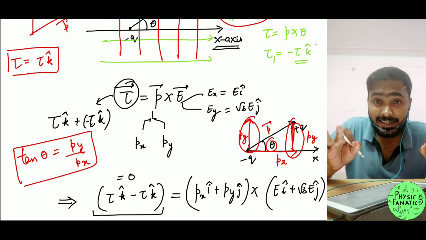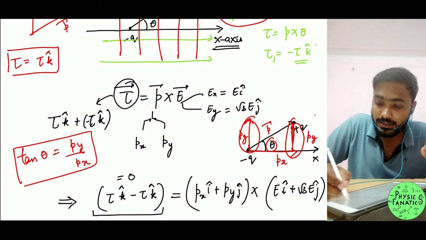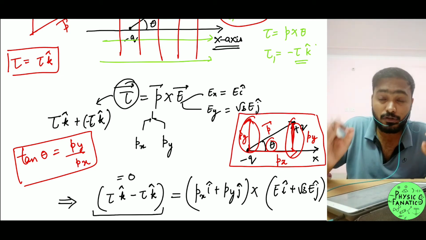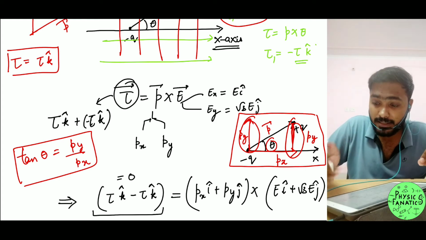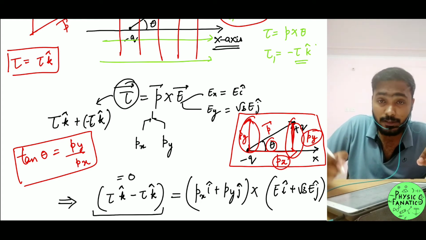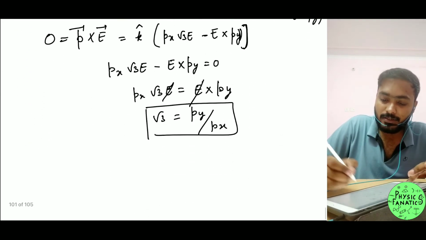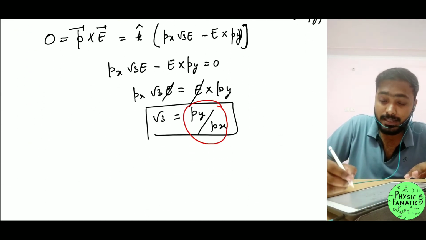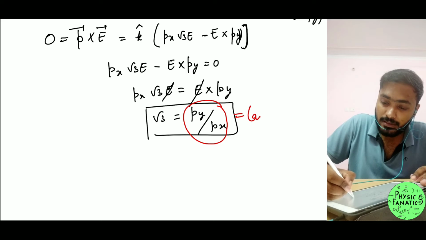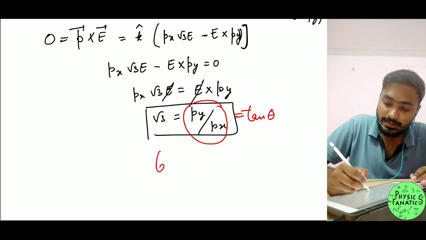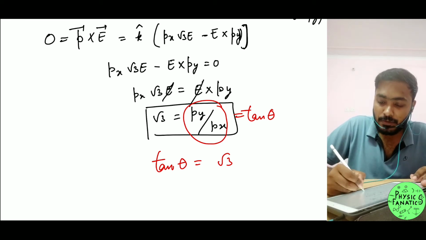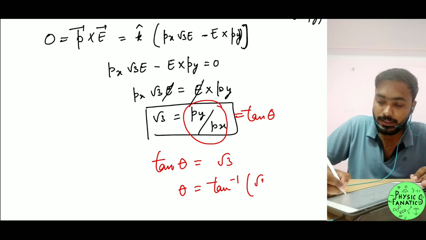I hope you guys can understand that. Can I write for this triangle tan theta is equal to py upon px? This is py upon px. Yes, okay, so I can write it. So py upon px is equal to tan theta, or I can say tan theta is equal to root 3. Yes, so your theta is equal to tan inverse root 3.